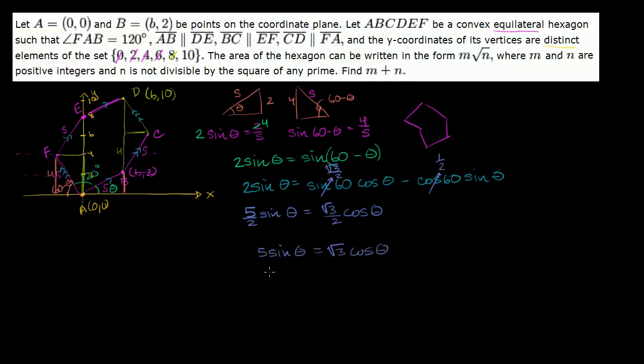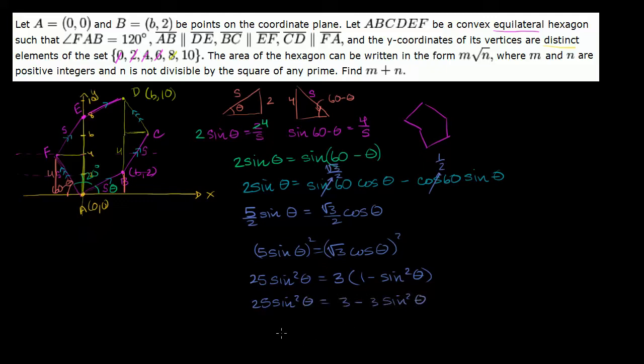Now I want to use the identity sine squared of theta plus cosine squared of theta is equal to 1. So let me just square both sides, and that'll also help us with this radical. So we'll get 25 sine squared of theta is equal to square root of 3 squared, which is 3, times, instead of writing cosine squared of theta, let's write 1 minus sine squared of theta. I just squared both sides. And so we get 25 sine squared theta is equal to 3 minus 3 sine squared theta.